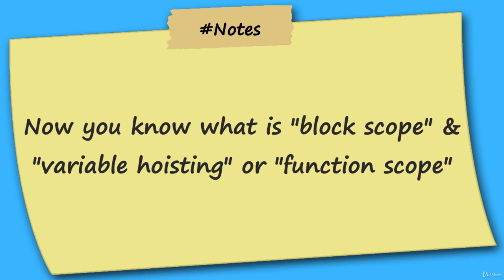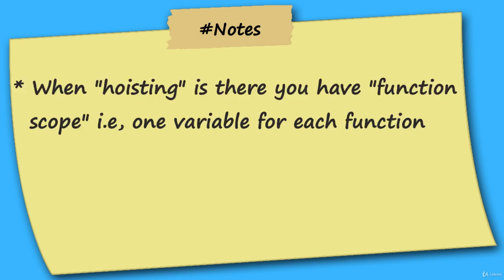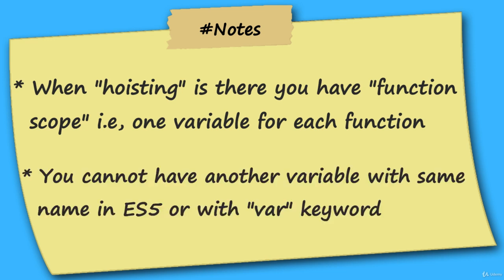So now you know what is block scope and what is variable hoisting. Or you can say function scope, because when hoisting is there, you have function scope, that is, one variable for each function. You cannot have another variable with the same name in ES5 or with the var keyword.